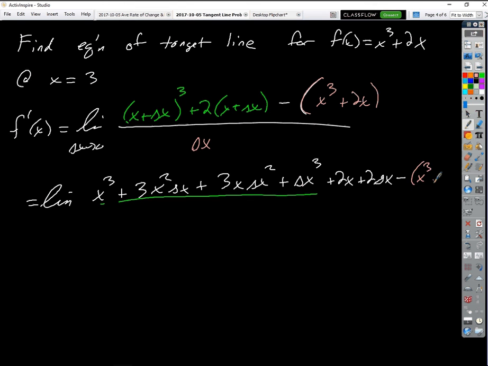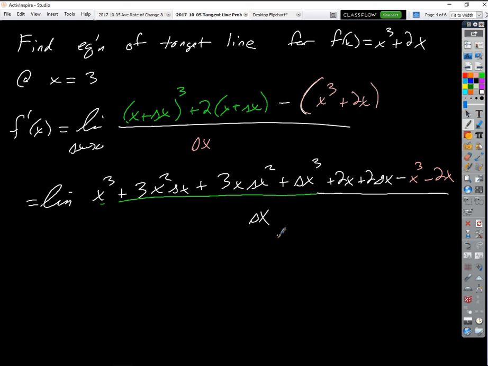And let's go ahead and distribute the minus sign, all over delta x. Okay, well, what has to happen here? I mean, what does happen and what has to happen? Okay, so before we factor out, what can we do?